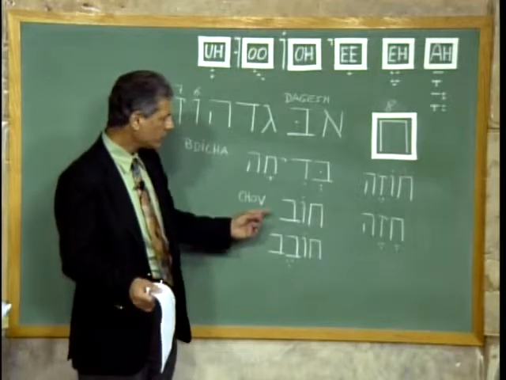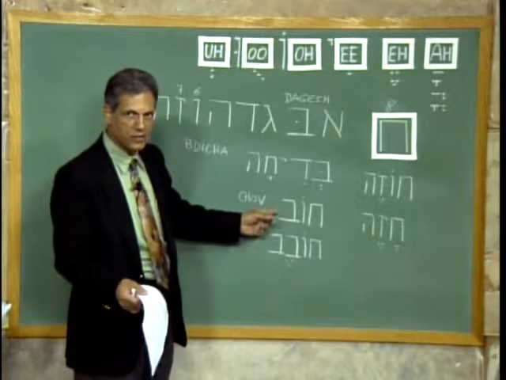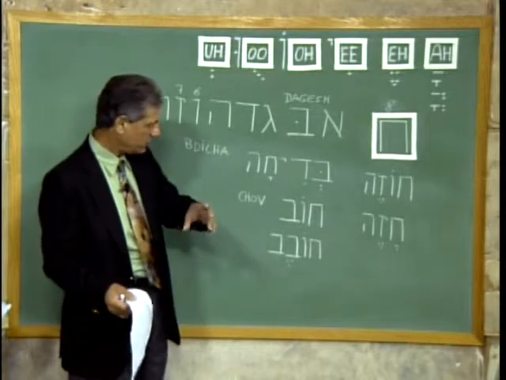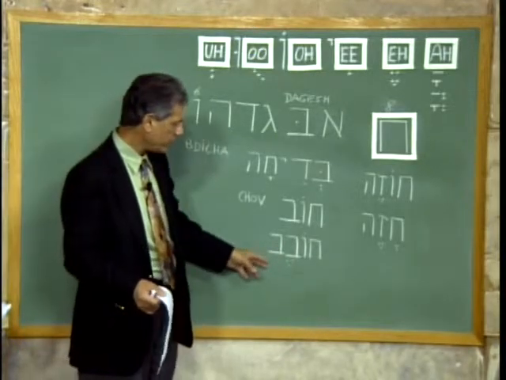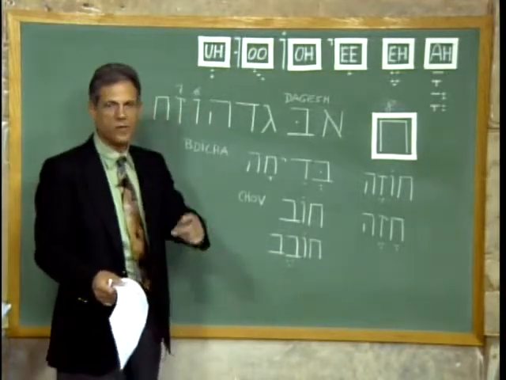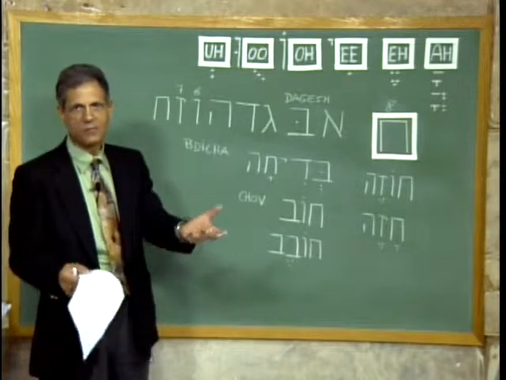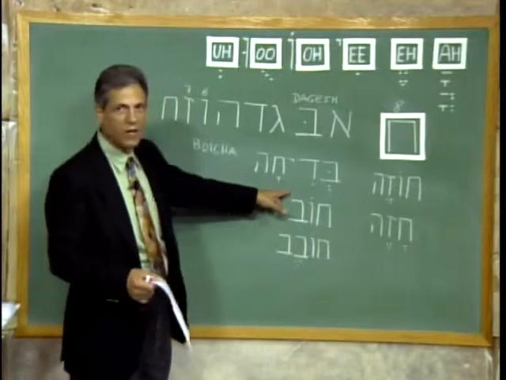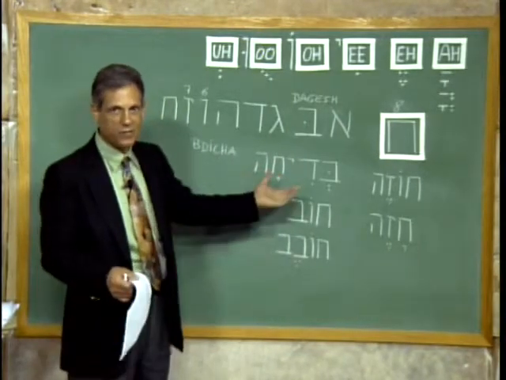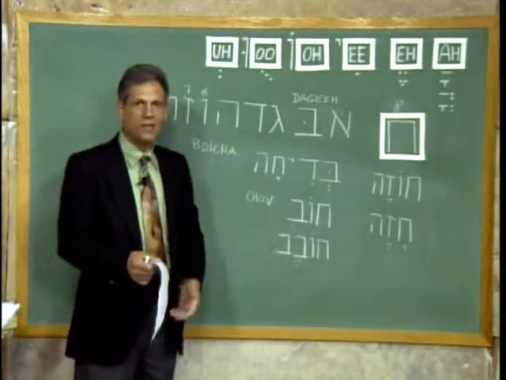So how do we get from hov, which is a debt, to hovev, which is a hobbyist? Maybe your hobby is to collect debt. Just a joke, bedicha, as we said before. So I leave you with that puzzle.